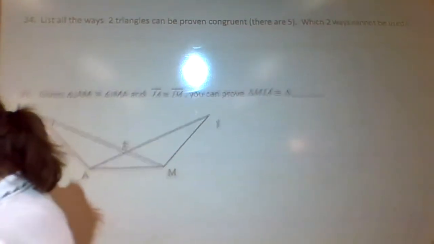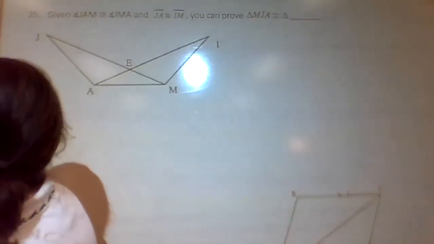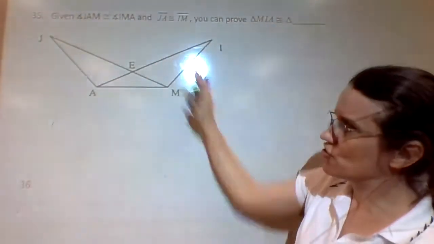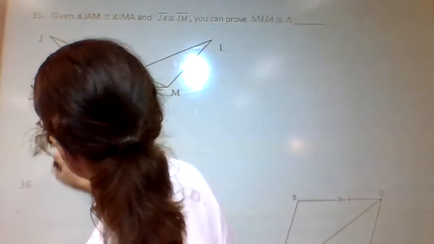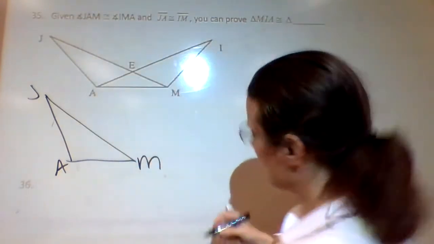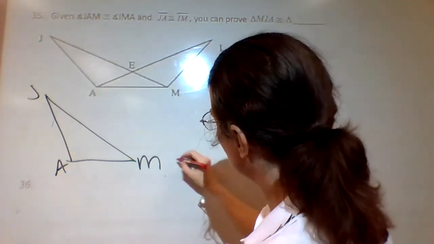And number 35, given, I've got triangle JAM and triangle IMA. Triangle JAM is this guy, J-A-M. And triangle IMA is this guy.